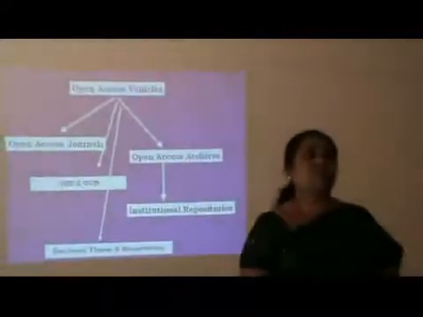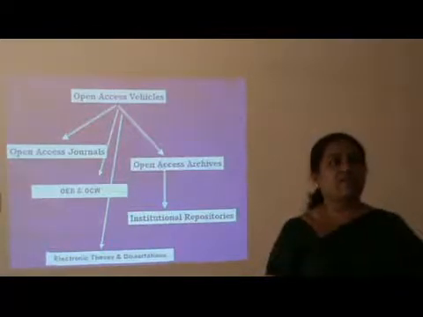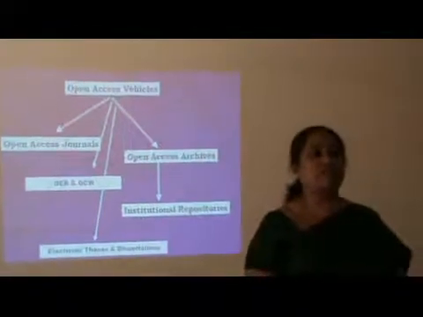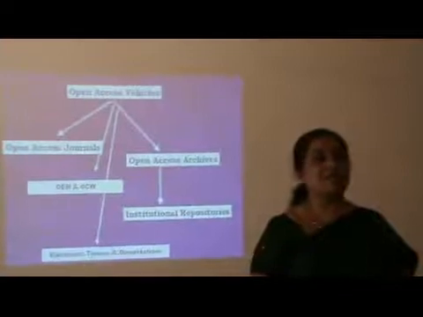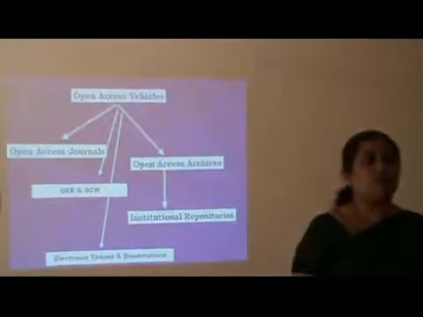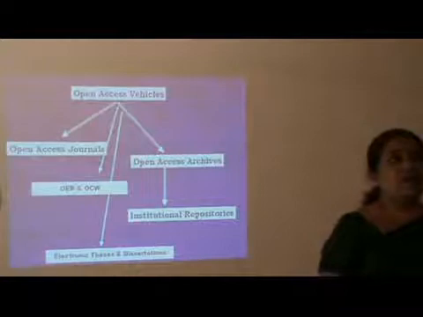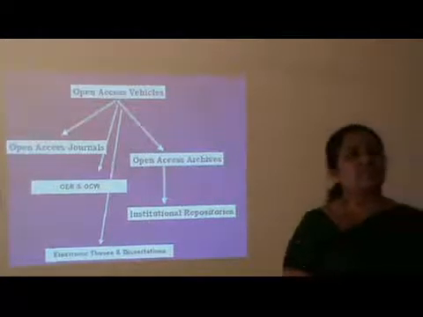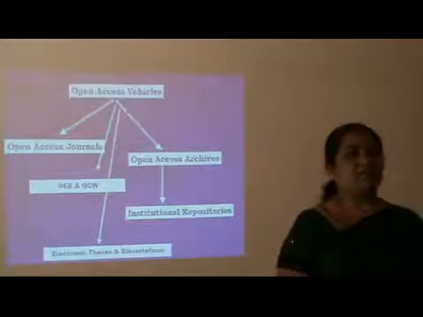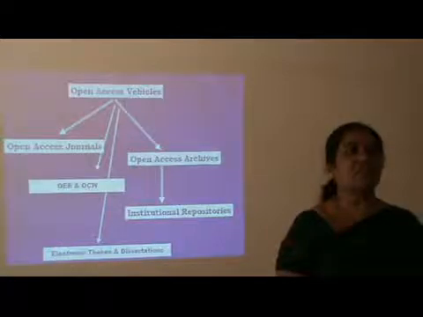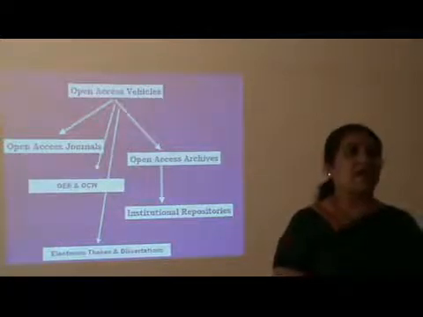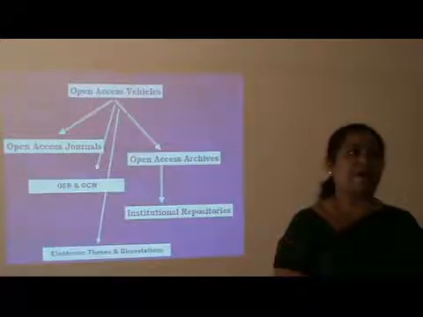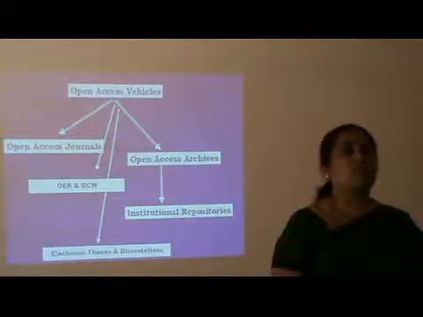Now because of this ICT, we have one more facility, that is open access literature. What is open access? Open access literature means the literature which is available on the web, free of cost, available in full text, and of course free from copyright. So this is possible only because of ICT.